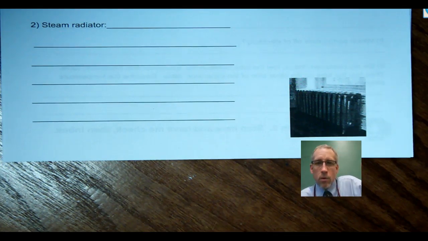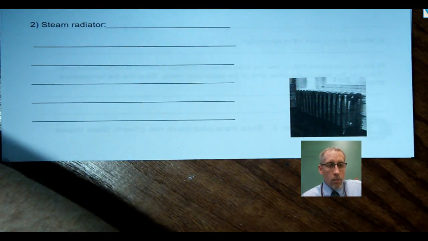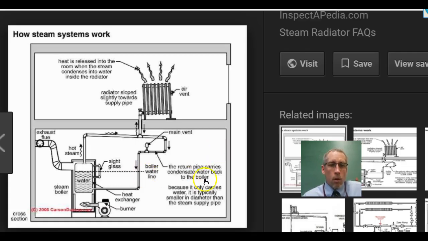You can't put furniture or drapes near them. A lot of times they were close to windows because windows were an area that would get really cold because they didn't have good insulated windows back then, so they wanted to heat up that area there. And I've got a better diagram here that I've kind of blown up, and you can see the main parts. Again, write down some of the important points as I go through it.